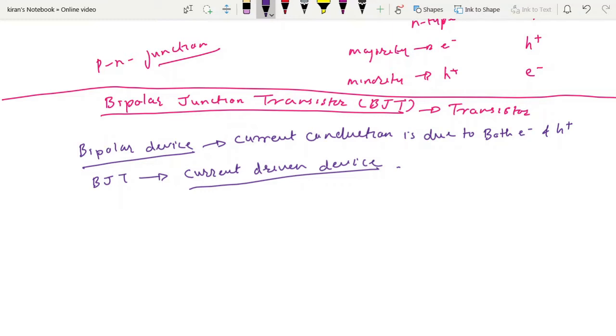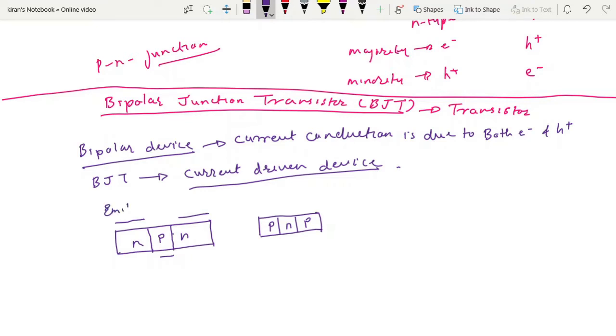So what is this BJT? BJT is very simple. In a BJT you create two PN junctions by sandwiching a P-type material between two N-type materials, something like this. So at the center I have P-type material sandwiched between two N-type materials, or you sandwich an N-type material between P-type materials. So basically there are three regions. The first region is known as emitter, the middle region is known as base, and the remaining region is called collector.